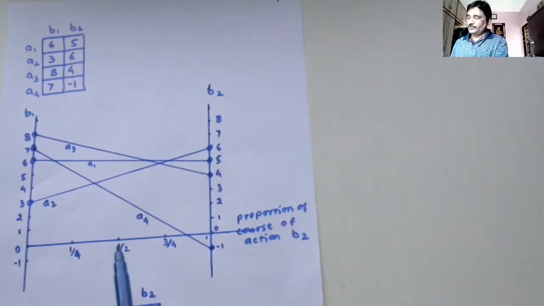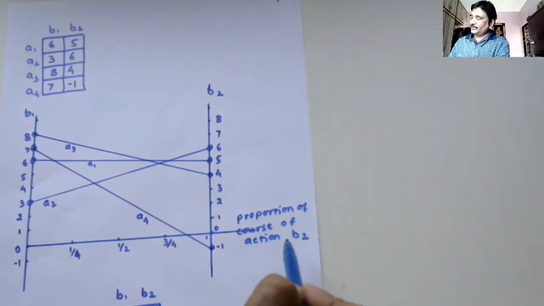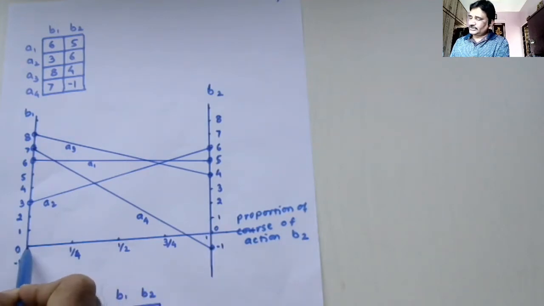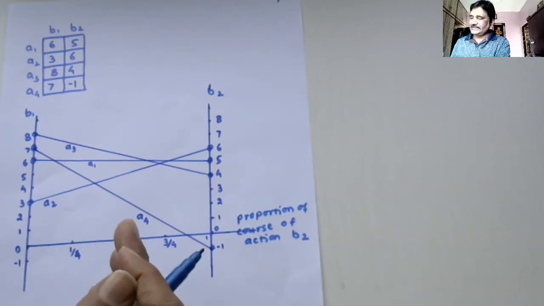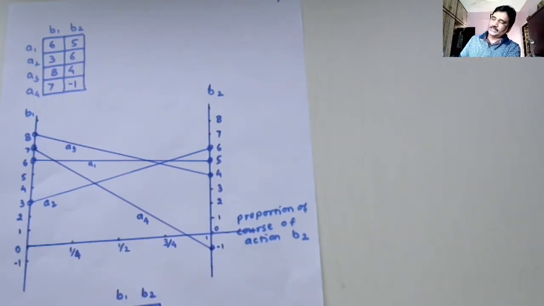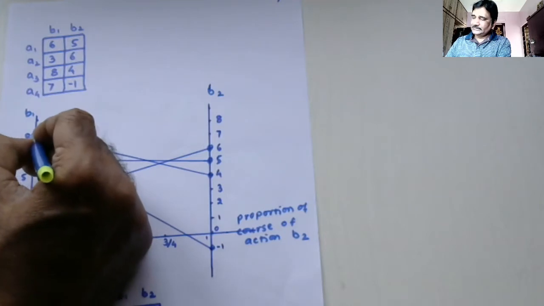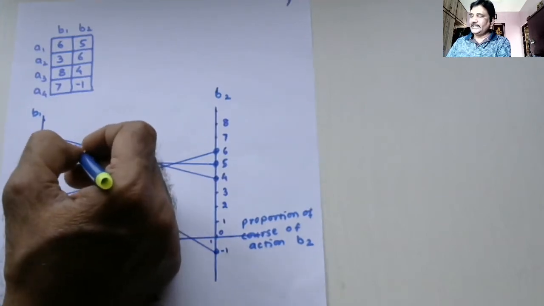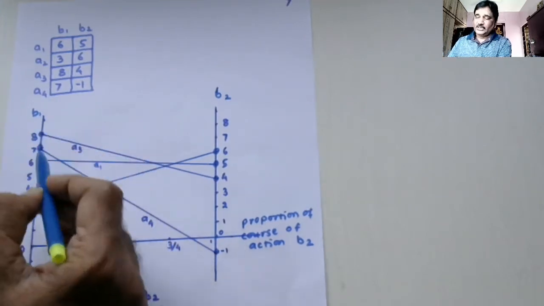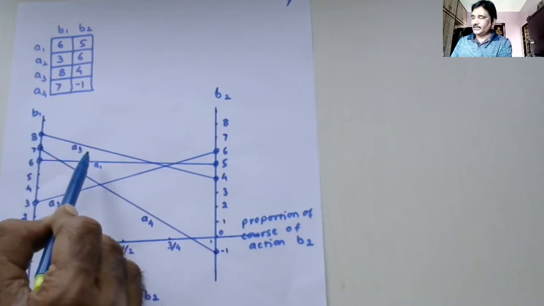Now you will put a question: if the proportion of course of action B2 is 0, what will A be doing? Which course of action will A be selecting? Obviously A will be selecting that course of action which will result in maximum gain to A. So you will be finding the maximum value for that, and this is it. Player A will be playing A3. 8 is maximum. So player A will be playing A3.